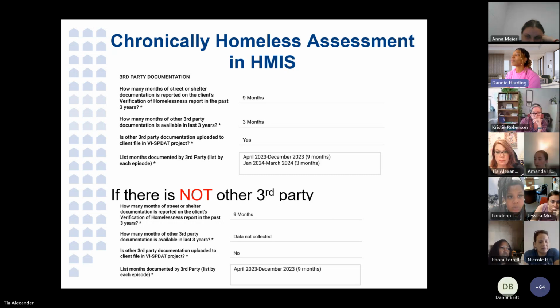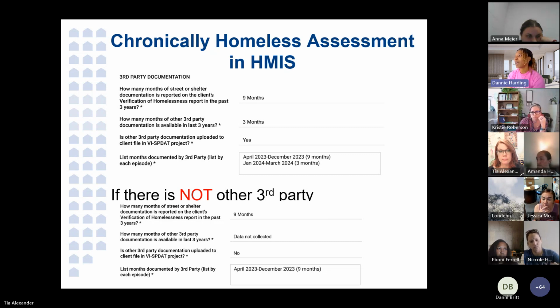Choose yes if you have uploaded the supporting documentation to the Files tab in the VIASPDAT program. If the client has third-party documentation other than Clarity, that documentation must also be uploaded to the Files tab. If additional third-party documentation is not uploaded, coordinated entry will not be able to verify the client's chronicity. Provide details about each episode of homelessness documented by the third party. These dates should add up and equal the months chosen in the previous two questions.